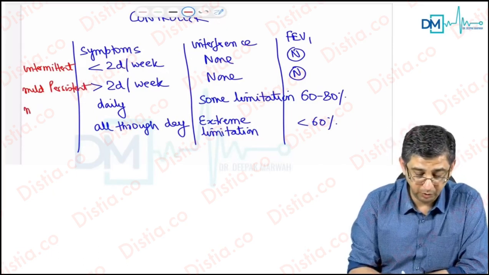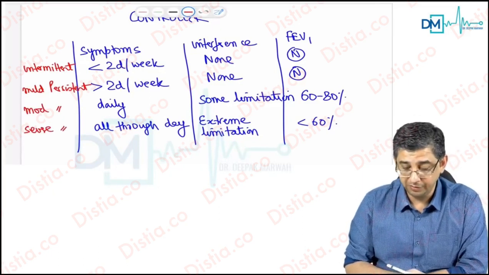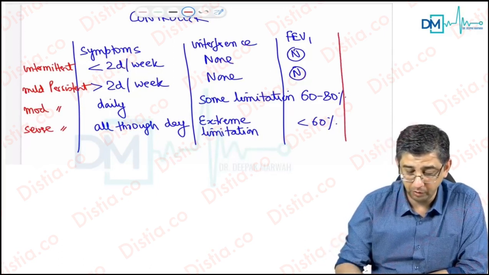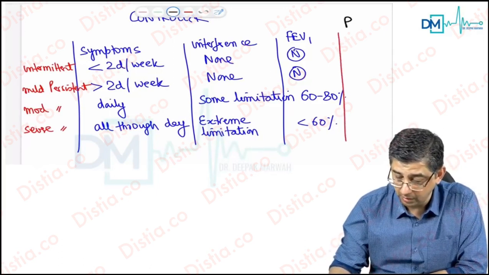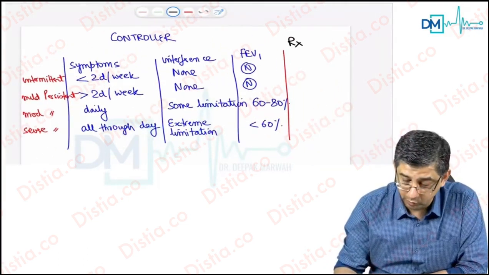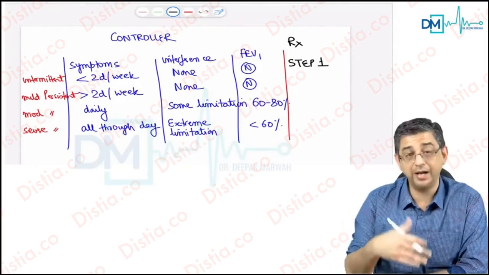The subsequent could be called moderate persistent asthma, and then severe persistent asthma. For the first patient, the treatment will be different from the treatment that will be offered for the last patient. So for intermittent asthma, I will be using inhaled corticosteroids as well as formoterol as and when needed.